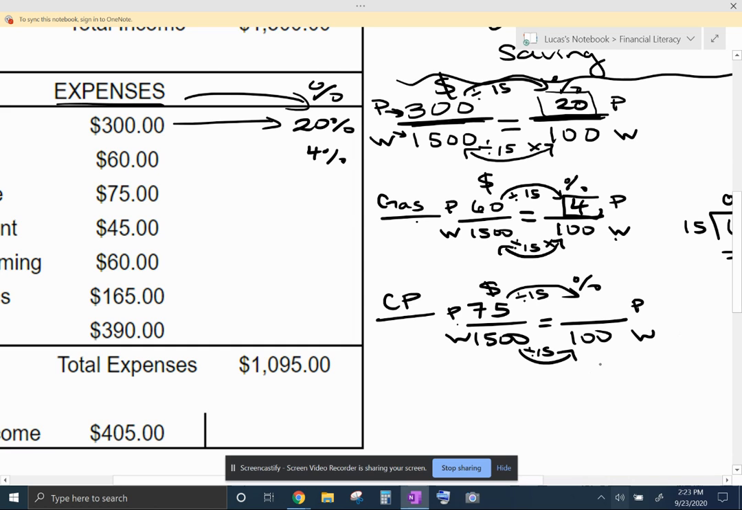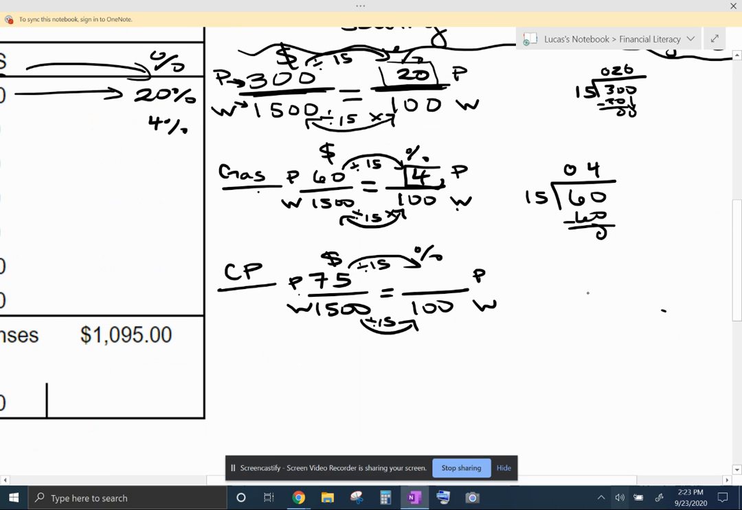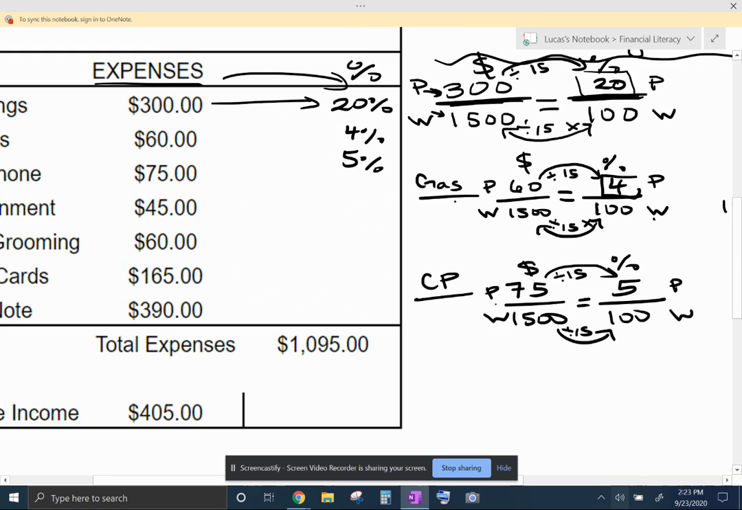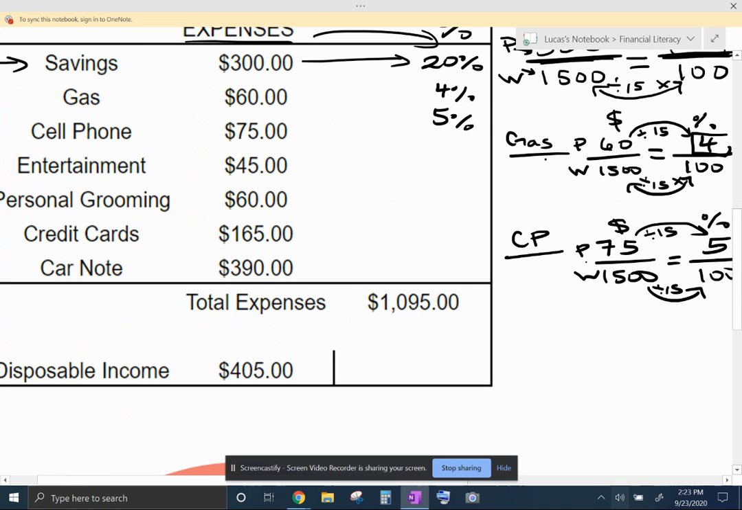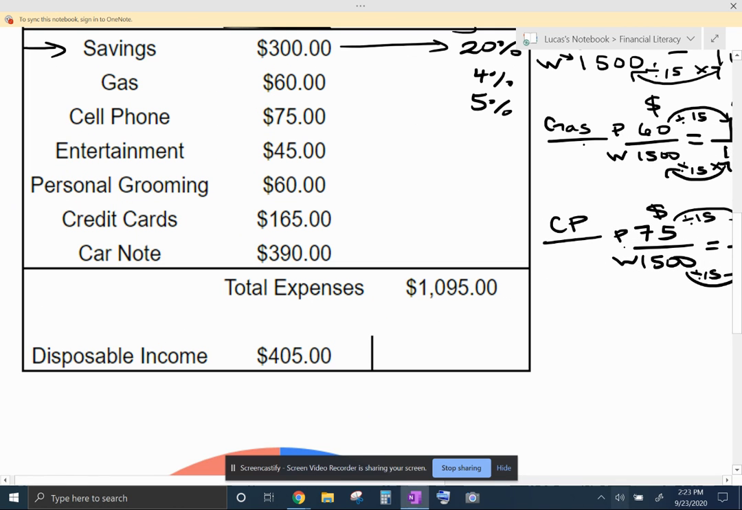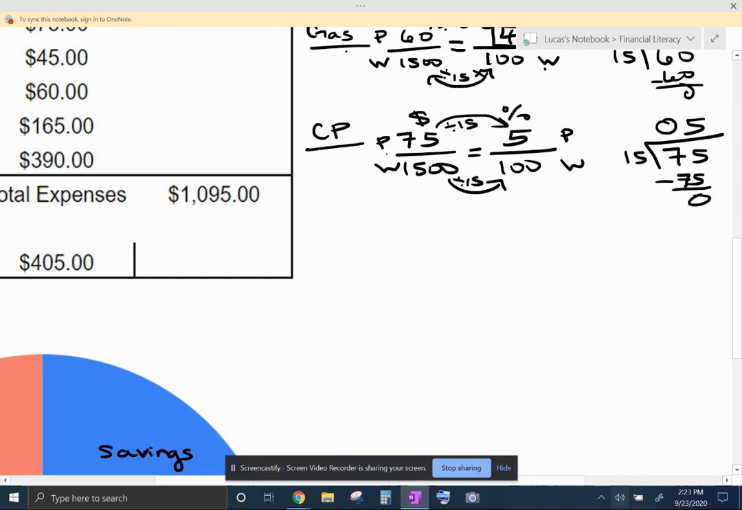So if I take 75 and I divide it by 15, I will get... it doesn't go into that, but it does go into that. 6 is 5 times. So 5 times, that would be 75 exactly. So this is going to be 5% that he spends on his cell phone. And you can keep going through each one of these and figure it out in the same way and figure this out.